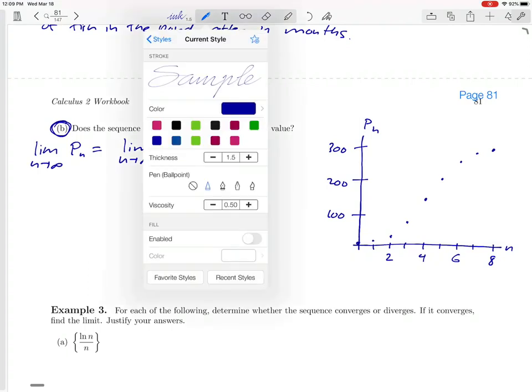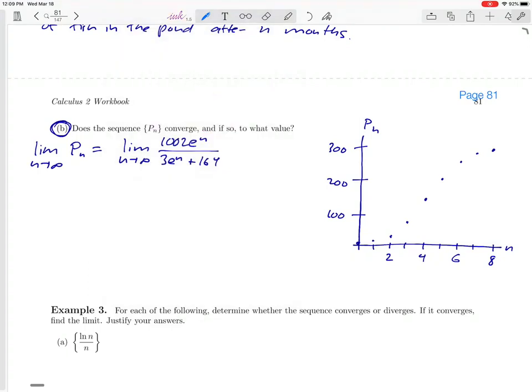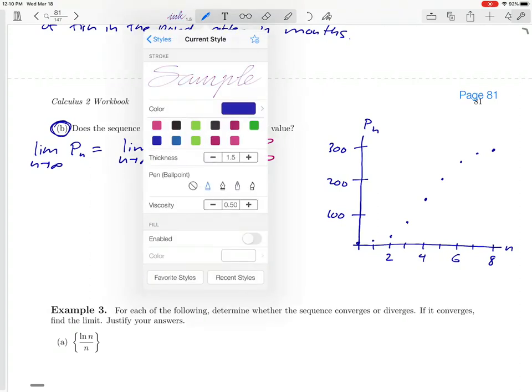The thing to notice, and this is going to take us back to Calculus 1 for a minute: ask yourself what's happening to the numerator and to the denominator of this fraction. As n gets really, really big, 1002 times e to the n is going to go off to infinity. It's going to get bigger and bigger. And in the bottom, the same thing is going to happen: 3e to the n plus 164 also gets really, really big. So we've got a fraction where the numerator and the denominator are both going to infinity. You might remember that this is a situation where we can apply L'Hopital's rule to calculate a limit.